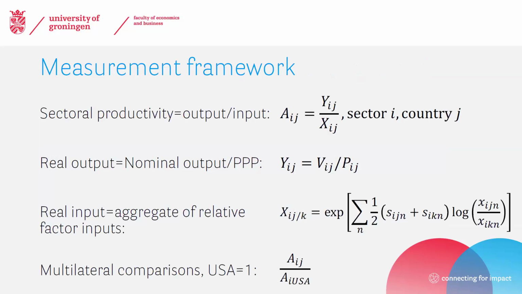Now, the measurement framework itself is not very exciting from a conceptual perspective. As mentioned, the theory on this is not new. So we have our productivity as a ratio of output over input. Our output is deflated nominal numbers, and the key thing there is purchasing power parities, PPPs. And the real inputs are an aggregate of the factor inputs, using factor shares, and for Cobb-Douglas, it would just be a single output elasticity.